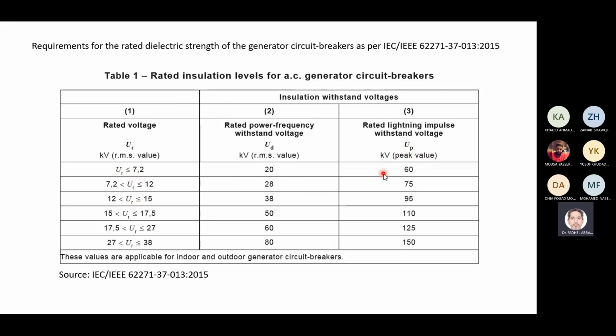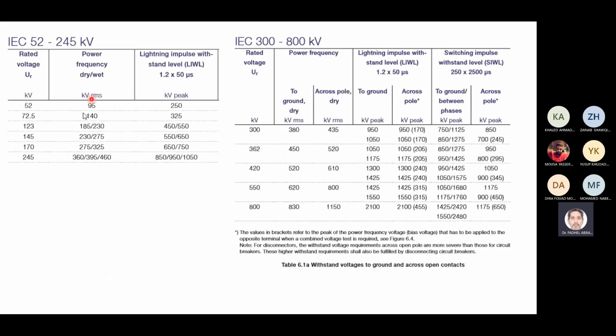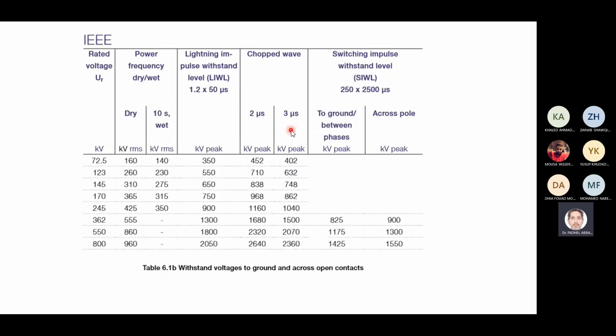Similarly, for higher voltages, the IEC standard also specifies the voltage. This is the operating voltage, this is the power frequency voltage, and this is the lightning impulse voltage, and similarly for other voltages.